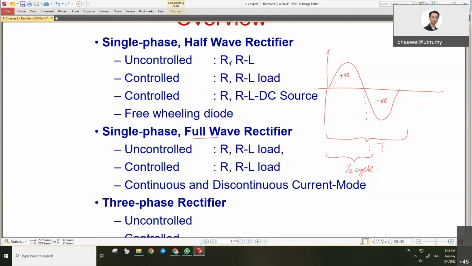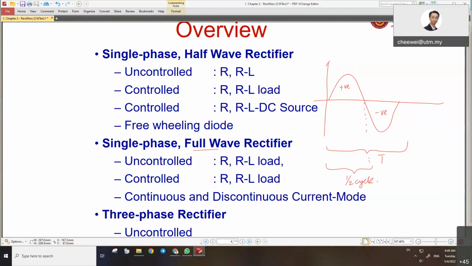So if you are applying different loads to the rectifier, if it is a pure R load, that's very simple because you know that R is basically a constant, right? So the voltage and current will be the same, because voltage divided by a constant number, you get the same thing. But if you have the inductor, RL, resistor plus inductor, then the story will change. The current will not be the same as in the voltage form.